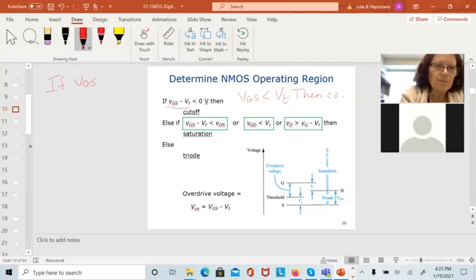Here's my algorithm. VGS less than VT, then cutoff. If VDS is greater than or equal to, there is an equal to sign in there, because at the equal point, I call it saturation because the equations are easier. If VDS is greater than VGS minus VT, then sat, else triode.